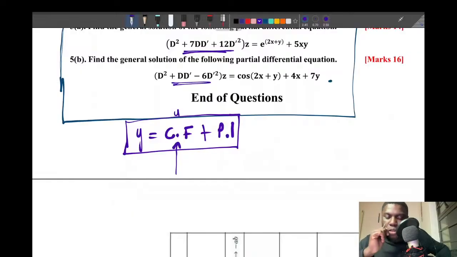The first thing is going to be, how do I get my complementary function? Now, when you're going to get your complementary function, there are going to be things that we need you to know. How are you going to solve?